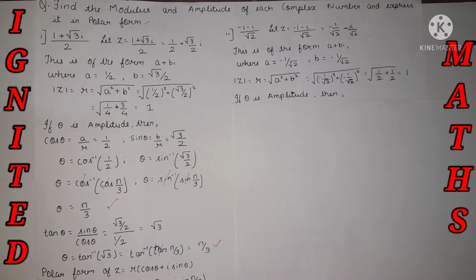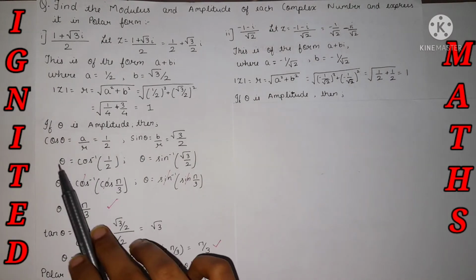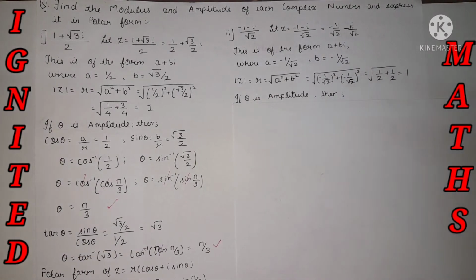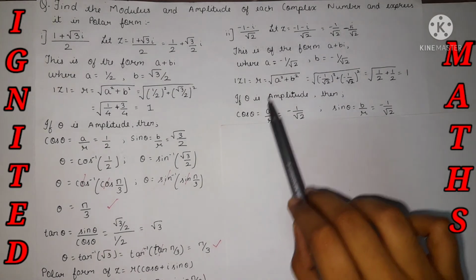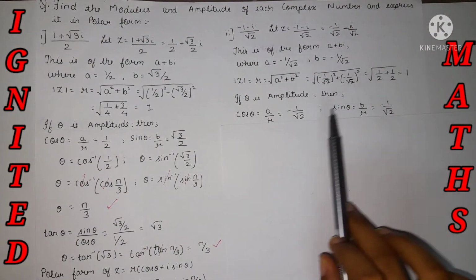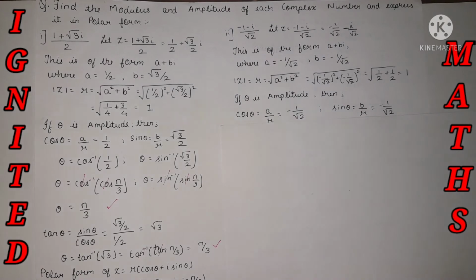Now let's take theta as the amplitude. First I'll explain the same method as we have done over here, the sin theta cos theta formula. Related to that we will find it, and then we can also find it by the quadrant system. So let's take it: the cos theta value is equal to a by r and sin theta is equal to b by r. The a value is well known and the r value is also well known. Just put the values and we'll get the answer.